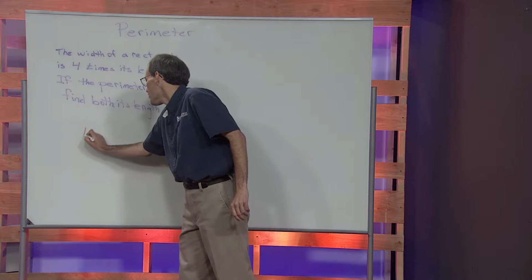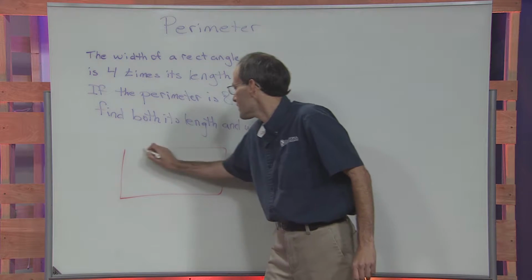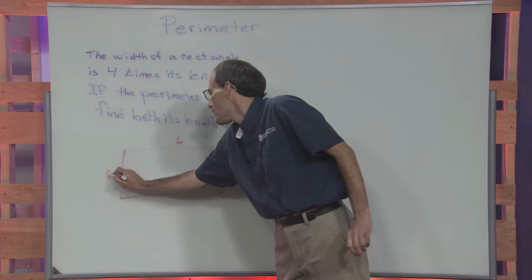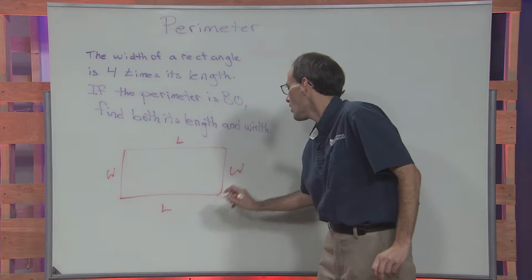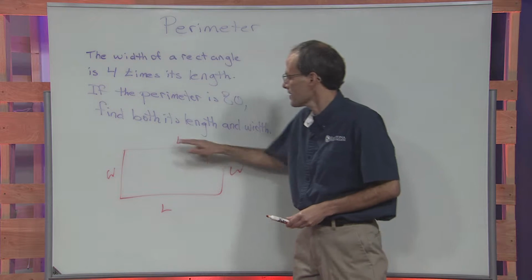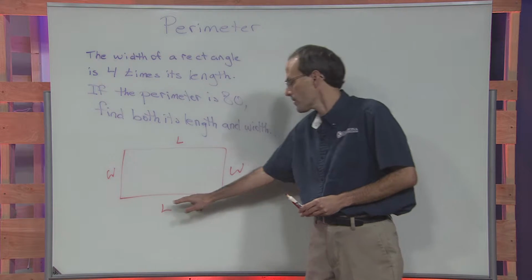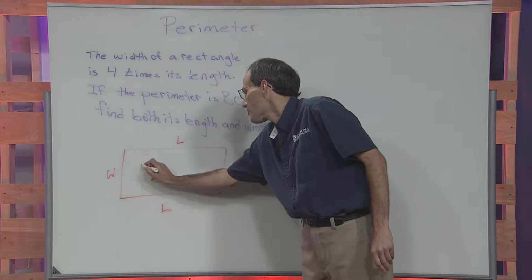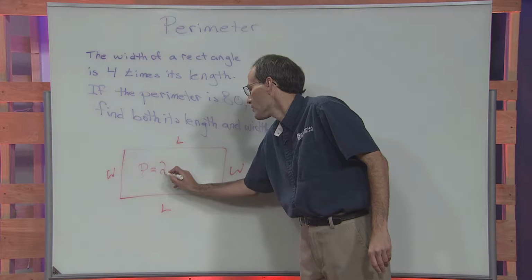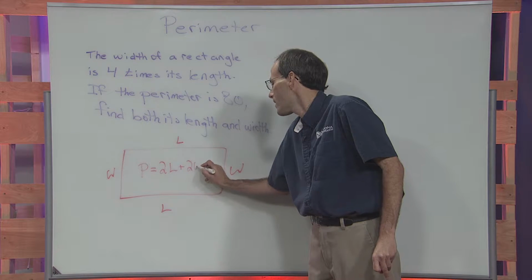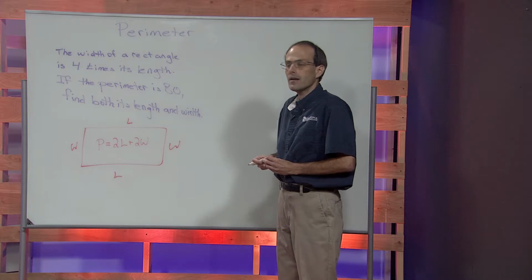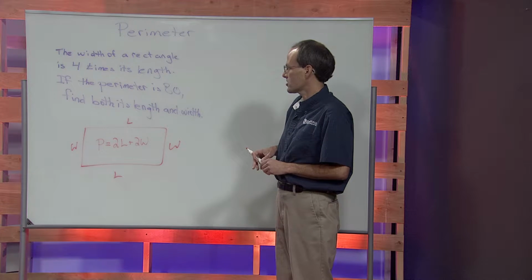Remember that the perimeter of a rectangle is defined to be the total length around the rectangle. The perimeter of a rectangle is always going to be its length plus its width plus its length plus its width, to yield that the perimeter is equal to twice the length plus twice the width. We'll use this problem to solve this particular equation.